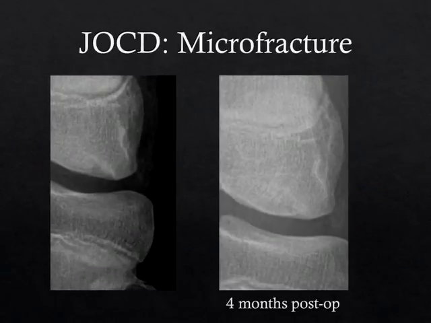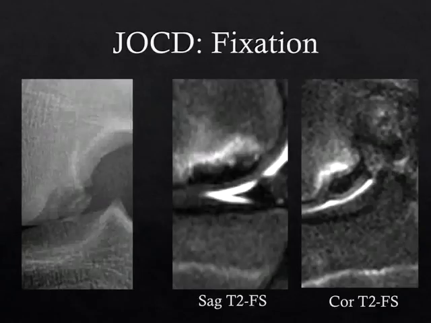And then over time, they tend to do really well, especially if they're younger. They tend to heal very well. So you can see that the subchondral lucency on the left-hand radiograph is now approximated to almost a normal subchondral articular contour 4 months post-operatively, and he was doing very well.